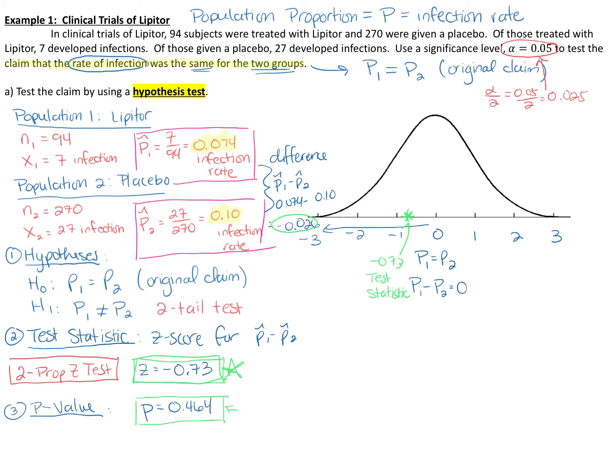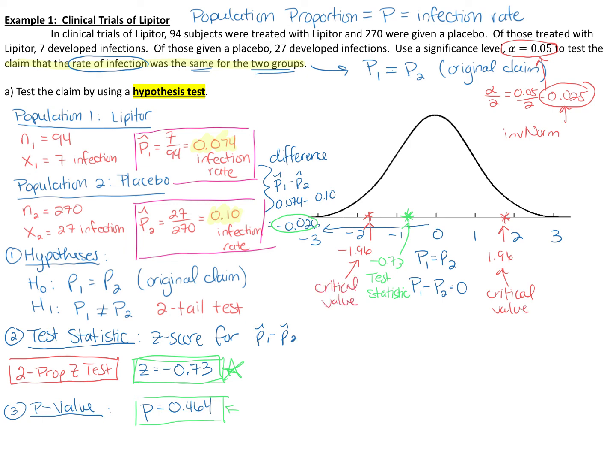So in order for me to know exactly how much to shade in the tail, I need to figure out what the critical value is that corresponds to an area of 0.025 in the tail. You can use inverse norm for this to calculate that critical value. If you do that, it's going to give you a critical value of negative 1.96. And again, because this is two-tail, I'm going to mark the positive 1.96. These are called your critical values.